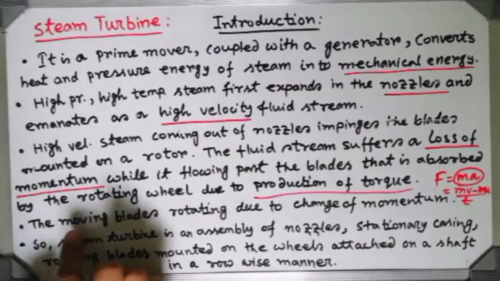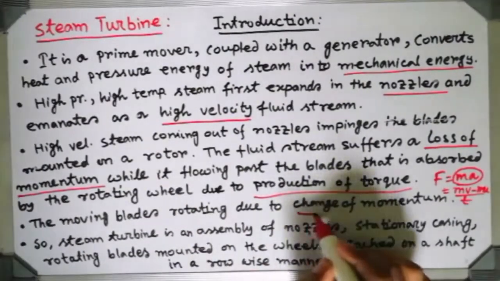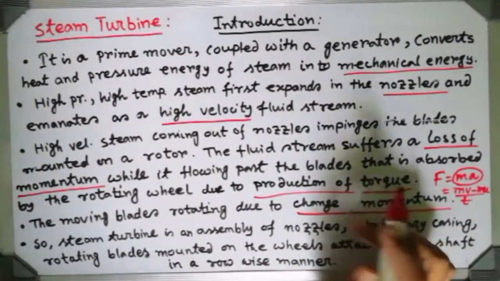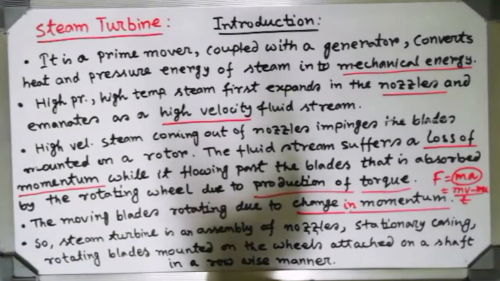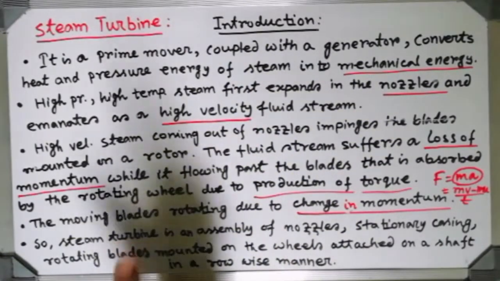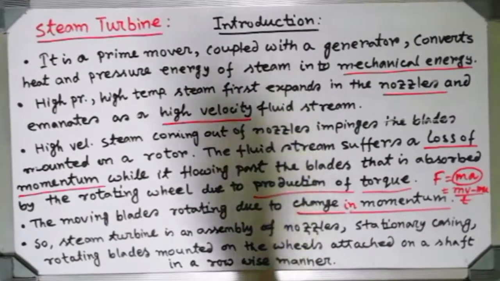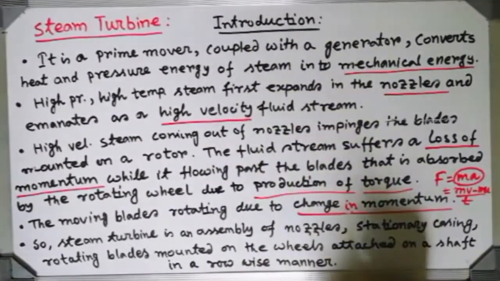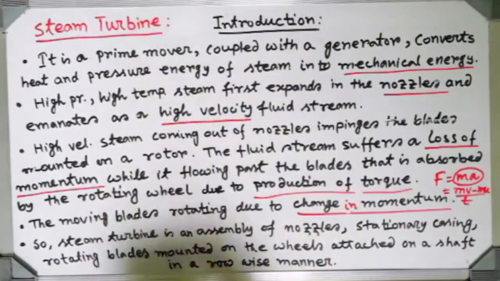This point I have written: the moving blades rotate due to change in momentum. While the change in momentum is occurring, that is the thing we want to create over here. If there is change in momentum, then obviously a force will be there, and that is the responsible force, the tangential force you are talking about here. That is the responsible factor rotating that turbine.